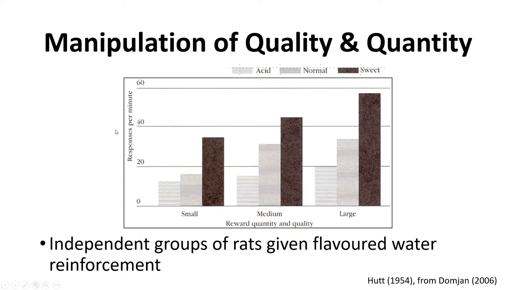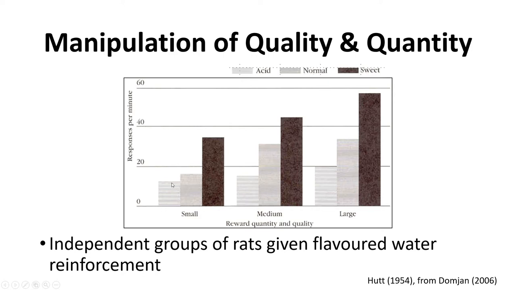And so the experiment was just looking at how many lever press responses the rats were making in a given amount of time. So that's our responses per minute on this axis here. And so we can see this really interesting, nice, clean illustration that each of these 9 groups show that as we increase the quantity, as we go from small to medium to large, we tend to see that increasing trend, regardless of what kind of water they had.